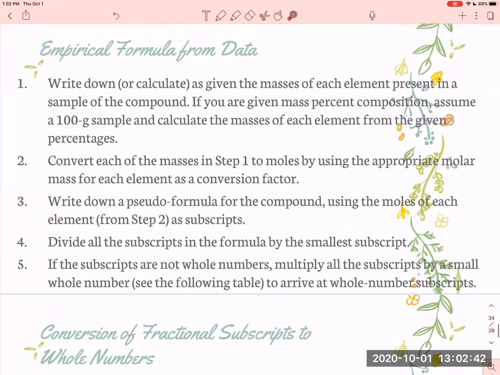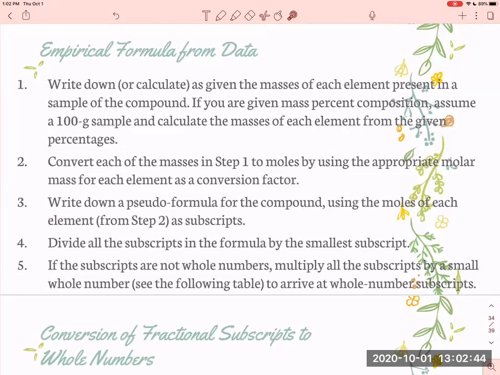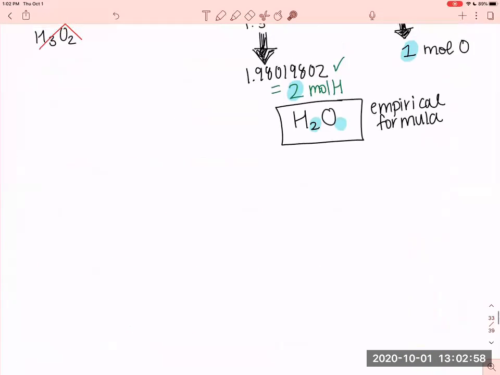What happens if our last step didn't give us a nice 2-to-1 ratio? It gave us another 1.5 to something ratio. If the subscripts are not whole numbers, multiply all of them by some small whole number to arrive at a whole number. So what we're going to do if we don't get a nice whole number ratio here, something we feel okay to round, if we get like 1.75 here or something, we can't round that. So we have to find another number to multiply both of our numbers by to get a whole number.